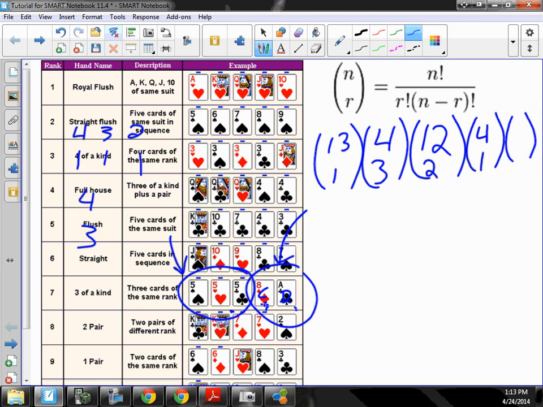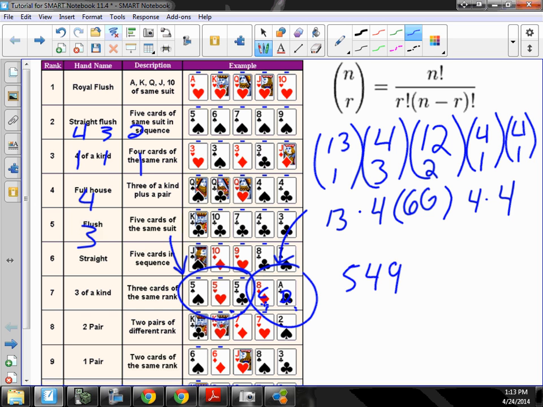How many options for the second suit? 4 choose 1. So this is 13, this is 4. Yes, they can. So what is 12 choose 2? 66. So what is 13 times 4 times 66 times 16? 54,912. Now that might look like a lot of possibilities, but when you divide it by 2.6 million, it's not that much.